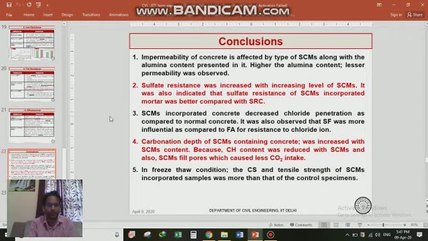Regarding sulfate resistance, it was increased with increasing level of SCM, and the sulfate resistance with SCM was even more than that of sulfate resisting cement. SCM incorporated concrete decreased chloride penetration compared to normal concrete, and it was observed that silica fume has more influence on chloride ion penetration than fly ash incorporated concrete.